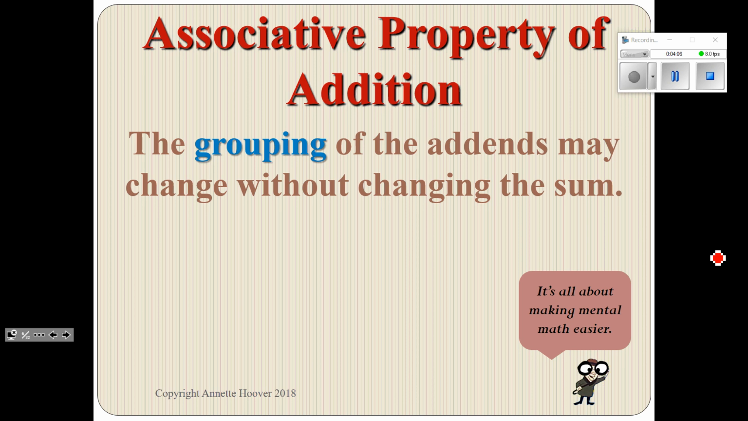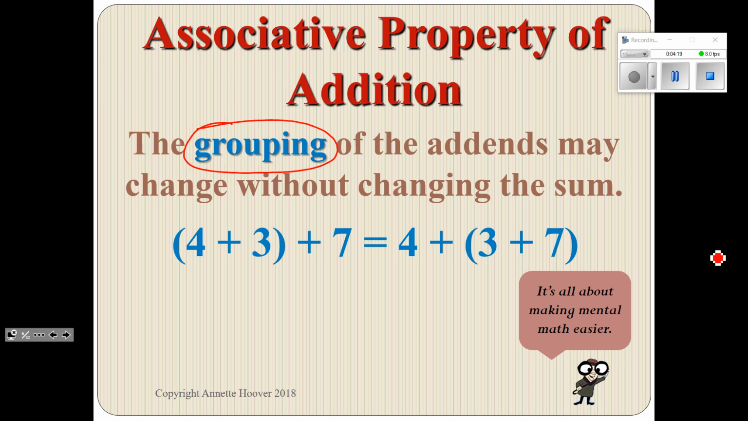Okay, now we're going to look at the associative property of addition. This is completely different. This time we're looking at the grouping of the addends. They may change without changing the sum. When you have the associative property, you have parentheses. And remember with PEMDAS, parentheses means do me first.